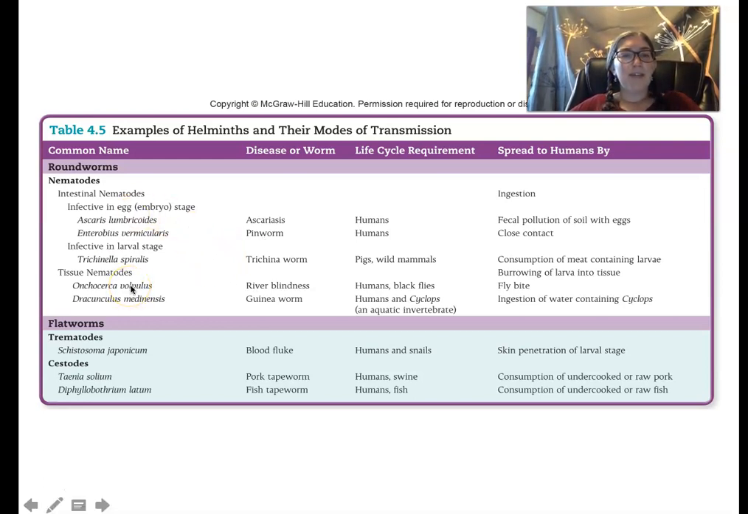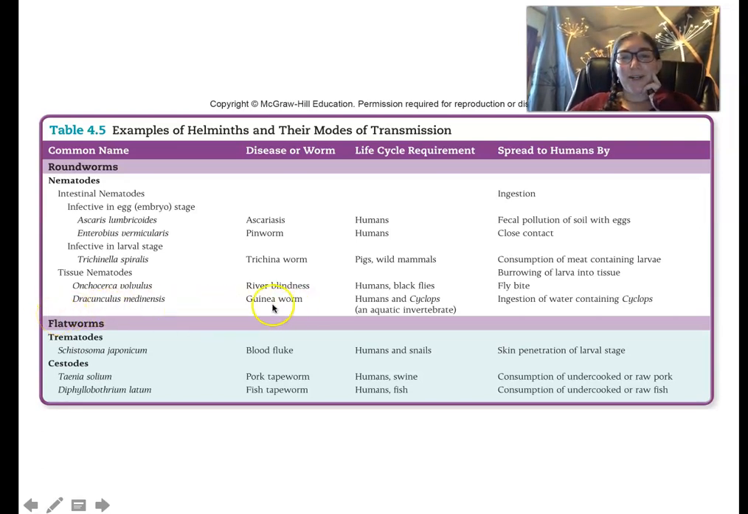Some others that you may have heard of: Onchocerca is the leading cause of preventable blindness in undeveloped countries. It is a vector-borne parasite, so you get it from fly bites, and the worm actually can localize to the eye. It's said that people who are infected, sometimes you can actually see the worm crawl across the eye. It's maybe the size of a nail clipping. It's small, but it's visible.